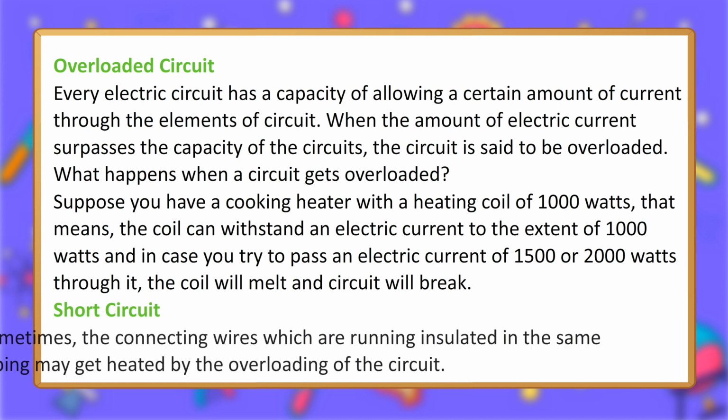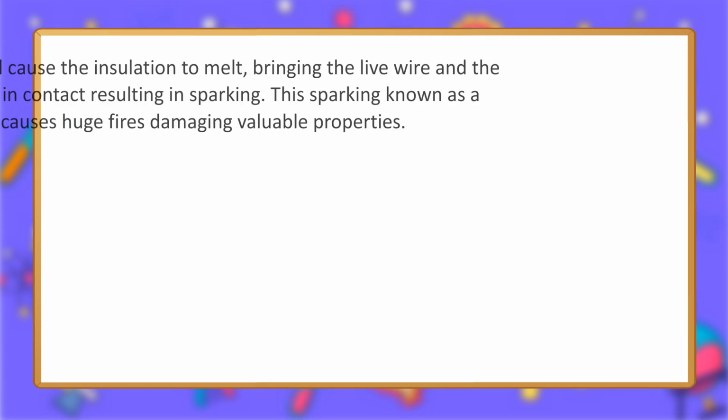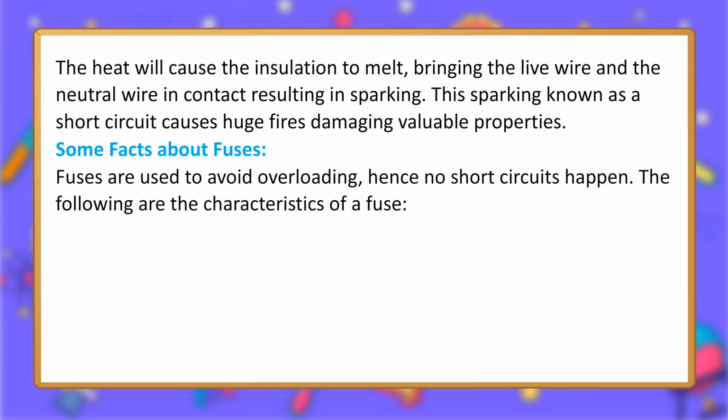Short circuit. Sometimes, the connecting wires which are running insulated in the same piping may get heated by the overloading of the circuit. The heat will cause the insulation to melt, bringing the live wire and the neutral wire in contact, resulting in sparking. This sparking, known as a short circuit, causes huge fires, damaging valuable properties. Some facts about fuses. Fuses are used to avoid overloading, hence no short circuits happen.